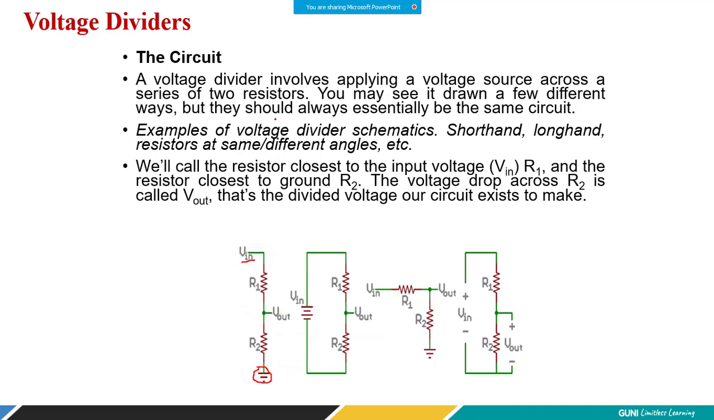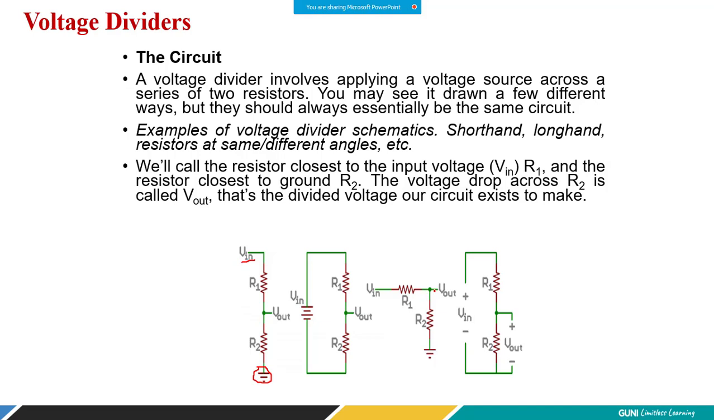Please understand, a voltage divider involves applying a voltage source across a series of two resistors. You may see it drawn a few different ways, but they should always essentially be the same circuit. Here the voltage divider circuit has been represented in different ways. Four different ways are there, but all represent the same thing. You can look at another way you can draw the circuit. Here you have a V input represented in the form of a battery. This is the positive terminal, this is the negative terminal, and this negative terminal is ground. So you are again measuring the V out across R2.